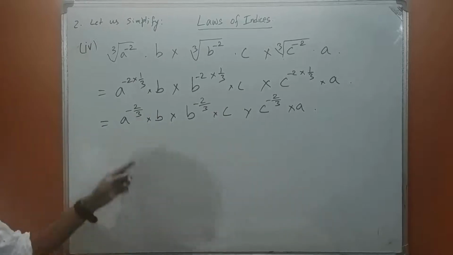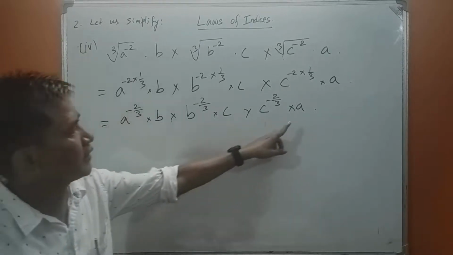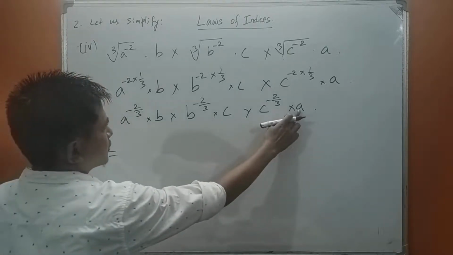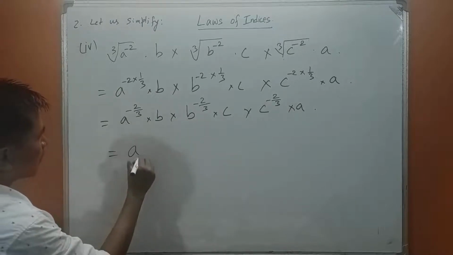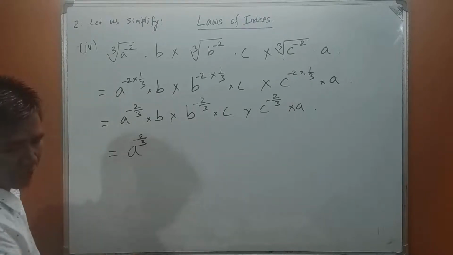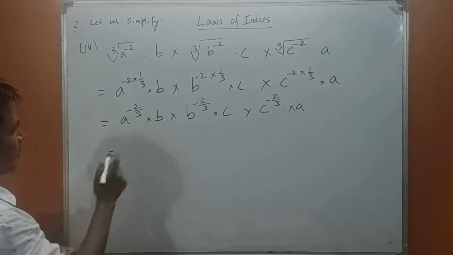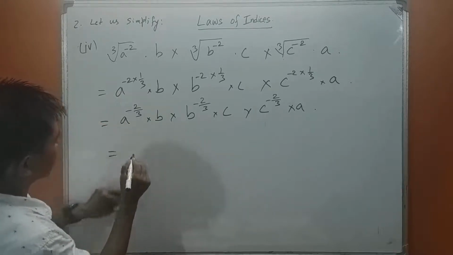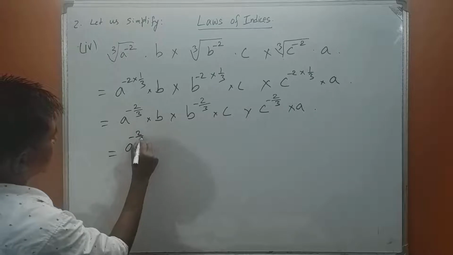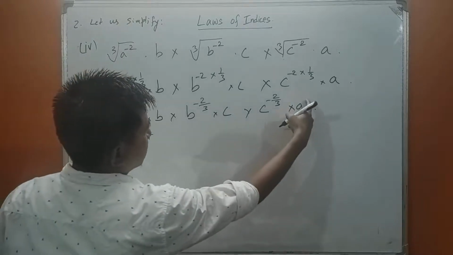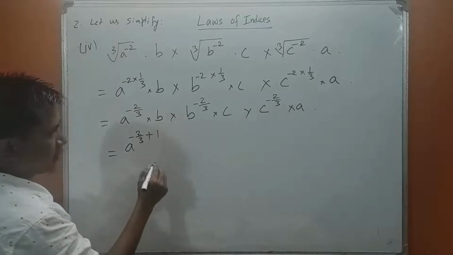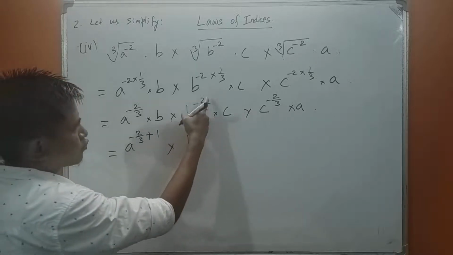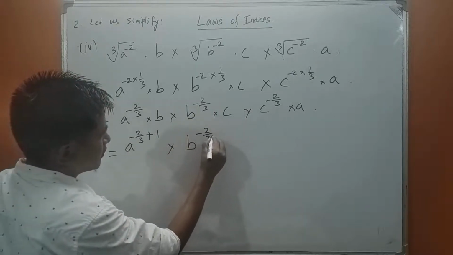So, we have here a to the power minus 2 upon 3 and here a, isn't it? So, let us add the powers of these two numbers. Here the base is a and here the base is a, so the power will be added. Let me write more clearly, okay? a to the power minus 2 upon 3 plus, here we have power 1, into b. Now the turn of b comes, minus 2 upon 3 plus, here the power of b is 1, isn't it?